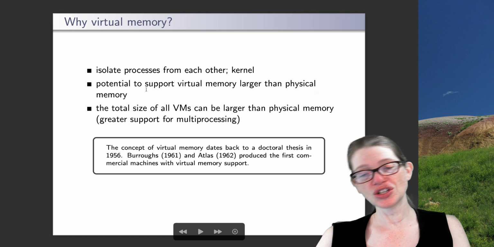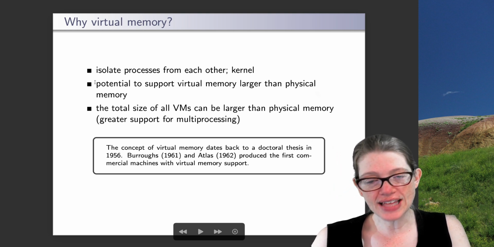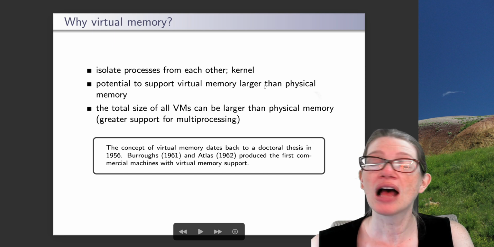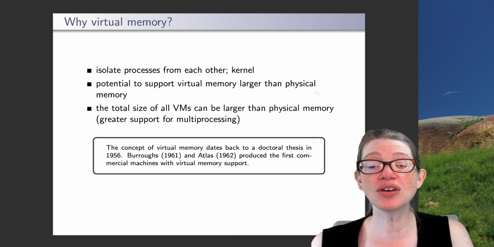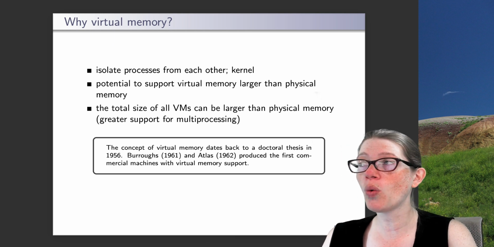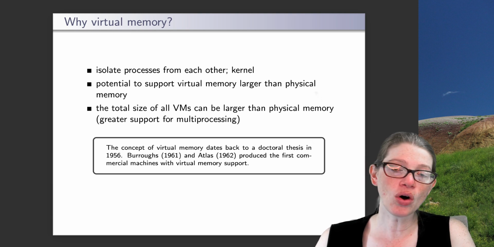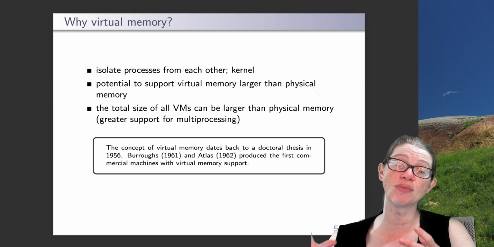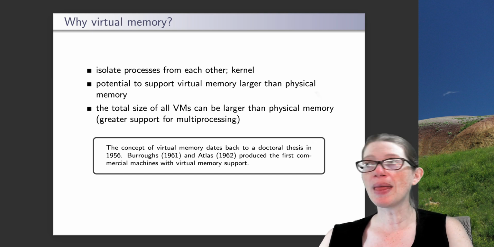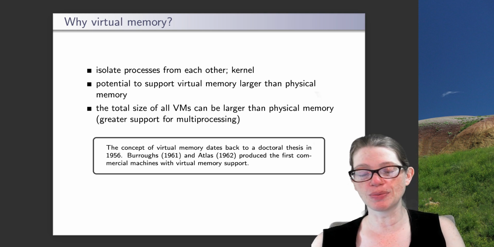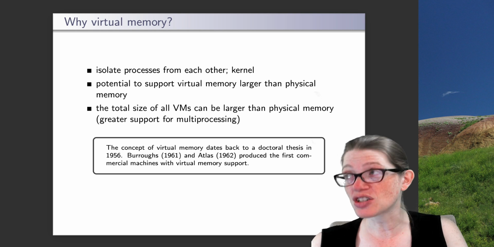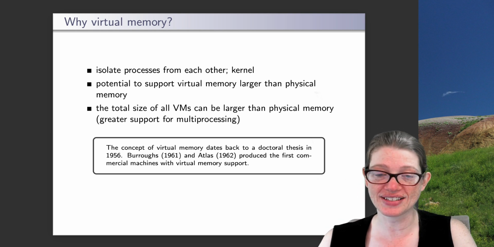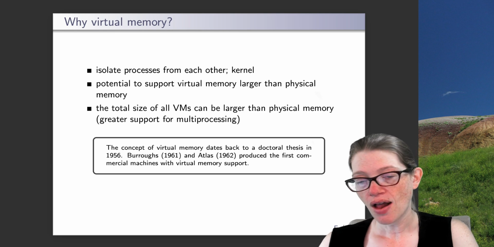All right. And the other thing, just to reiterate, is that you can have a virtual memory size that is larger than physical memory. That's totally fine. But you can also have one that's smaller. And the total size of all of the virtual memories for each process can actually be larger than physical memory. That's going to give us greater support for multiprocessing if we do it properly with on-demand paging, which we'll talk about on our last day of virtual memory. All right.